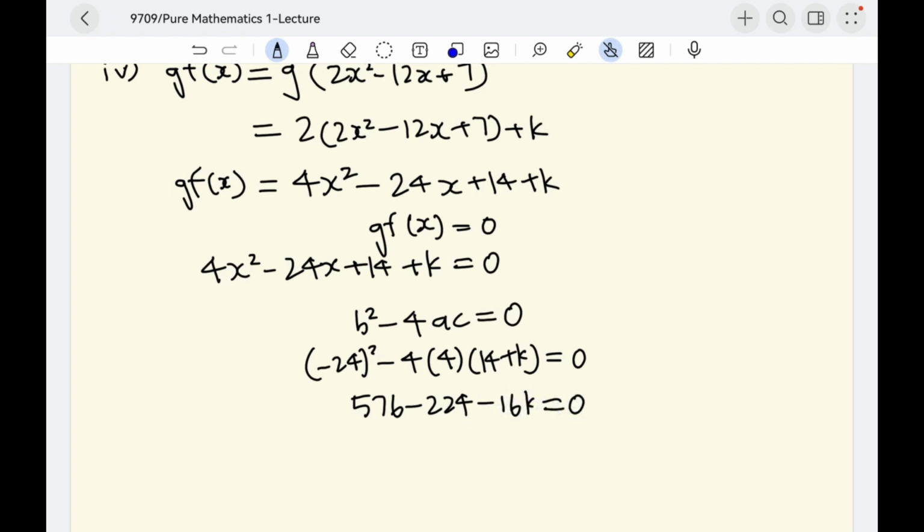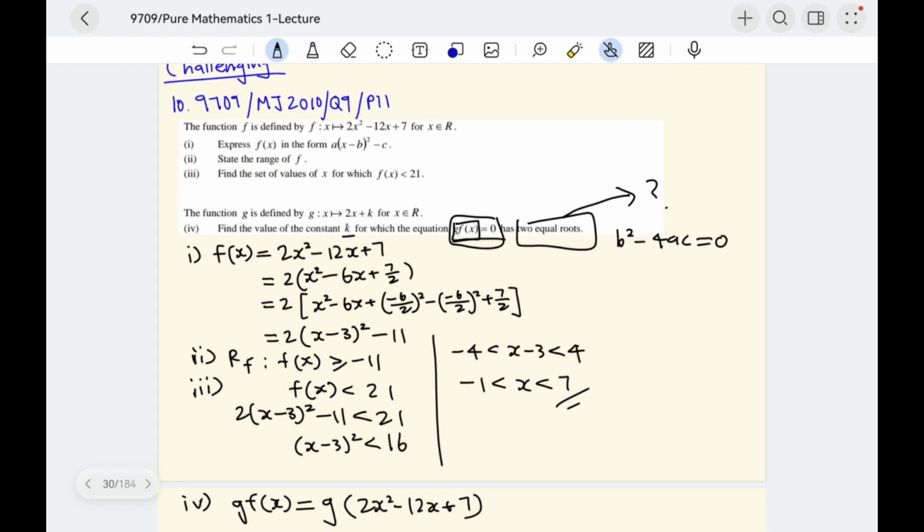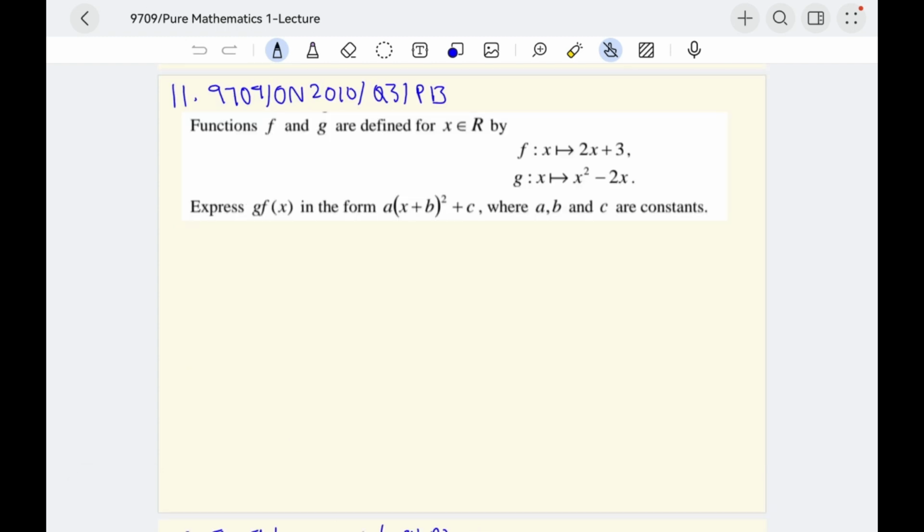And then now you solve your k. The answer of k is 22. You may check by yourself and see. Okay, so that's the end of the discussion for this question 10, that is past year questions. Alright, let's move on to the next challenging question.